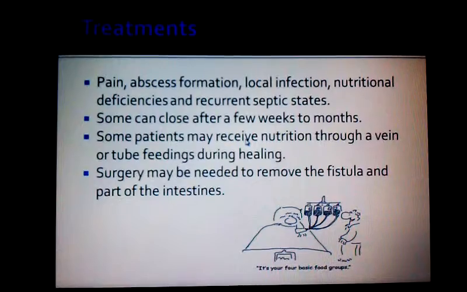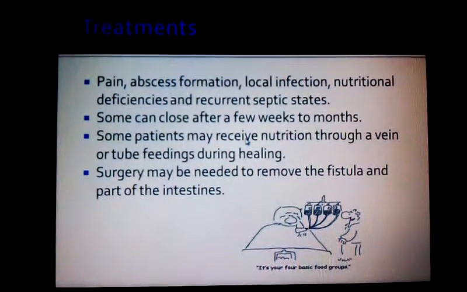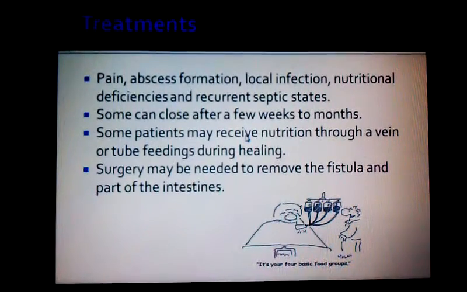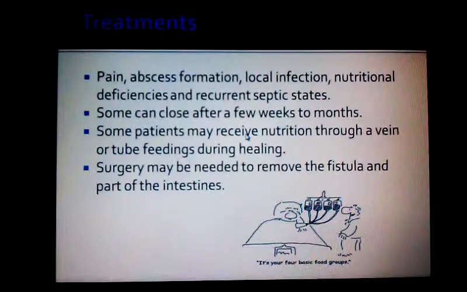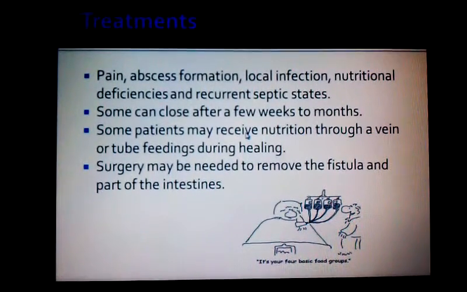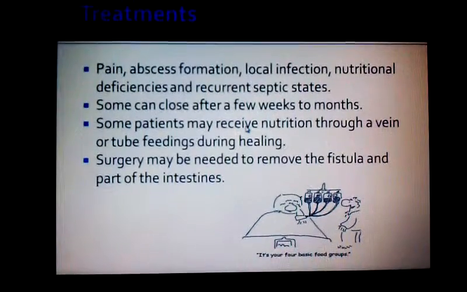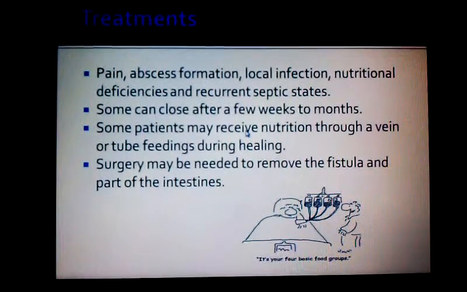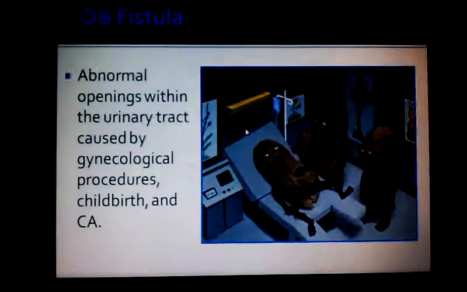Treatments for fistulas would include the assessment of pain, abscess formation, local infection, nutritional deficiencies, and recurrent septic state. Some of these fistulas can close after a few weeks to a few months. Some patients may need to receive nutrition through a vein or tube feeding during the healing process. Others may need surgery to remove the fistula and parts of the intestine.